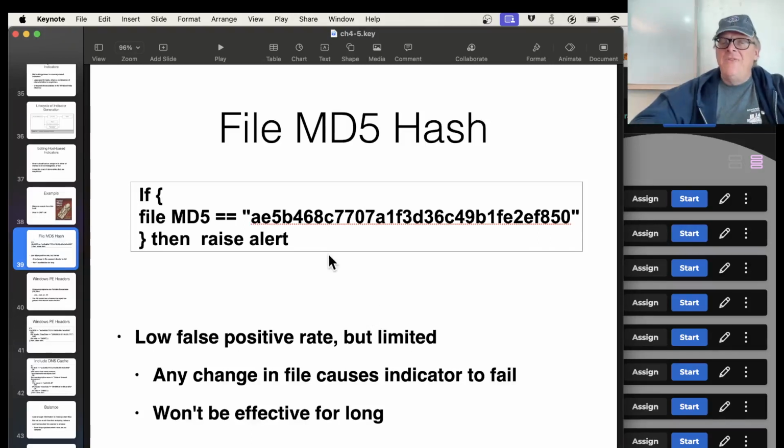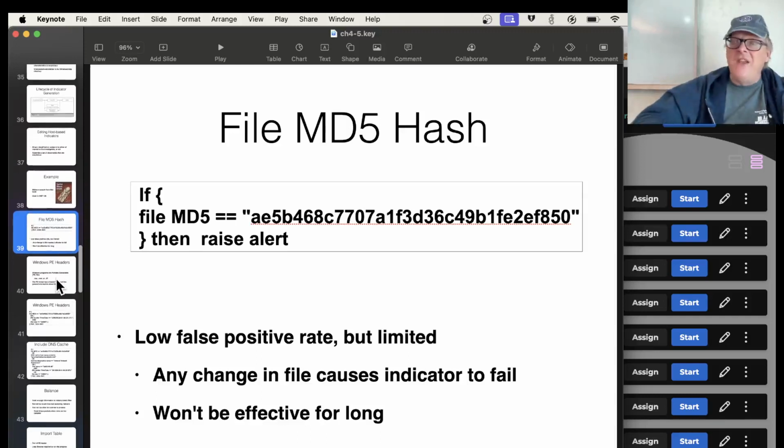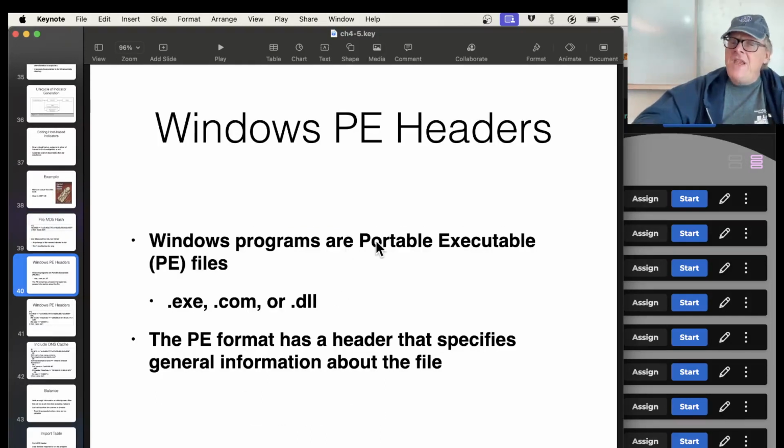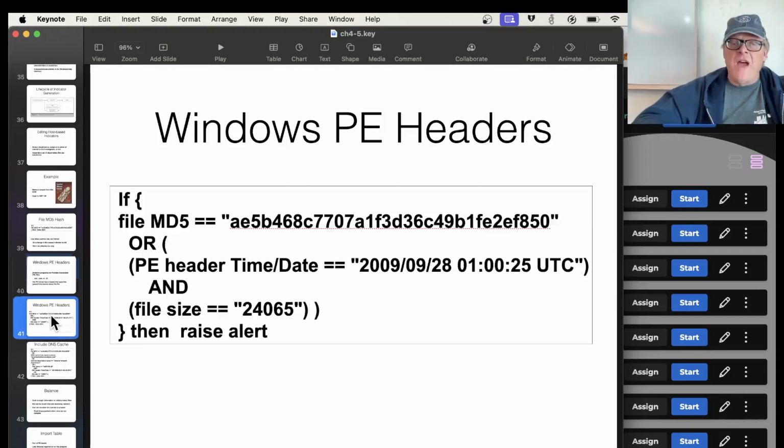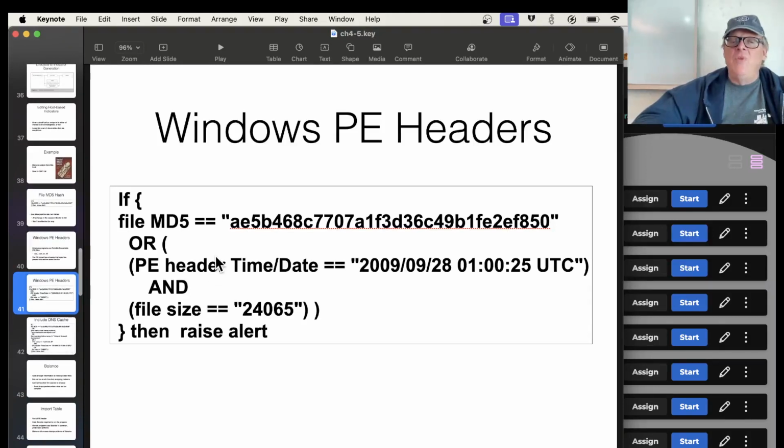But the problem is, if there's another version of the file or any change, then this indicator will fail. So that's not the best indicator. If you look at the PE headers, the PE specifies the imports used by any executable file. If you look in the header and you see the time date and the file size, that might be better. If you have something compiled at the same time at the same file size, you might figure that's pretty much the same file even if the hash doesn't match. That's not bad. This gives you more likelihood of detecting an altered file, but more false positives.